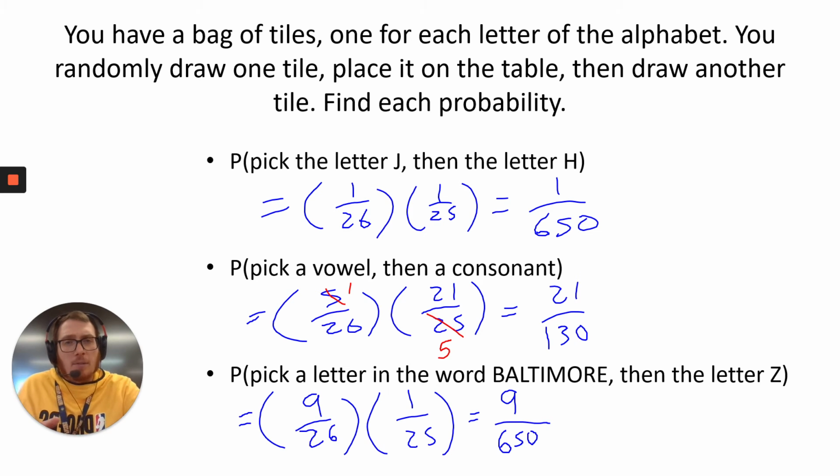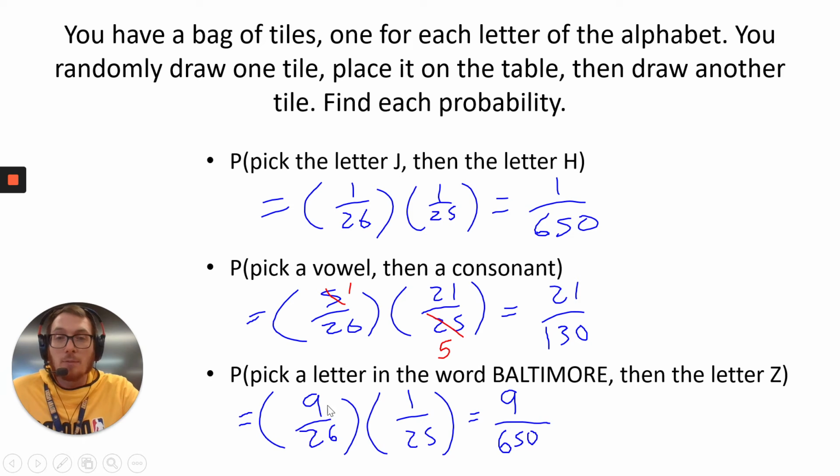Some people mess up and try to put 21 in the bottom here because they say, oh, all the vowels have been picked. Remember, you've only picked 1 vowel, and then you have the 21 consonants still there out of 25. I cross-simplified the 5 and 25, and then simplified down to 21 over 130.